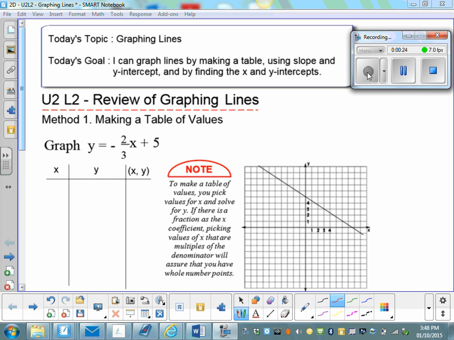So we'll start with this example, graph y equals negative 2/3 x plus 5. And there's a note here. To make a table of values, you pick values for x and solve for y. If there is a fraction as the x coefficient, picking values of x that are multiples of the denominator will assure that you have whole number points. So here we've got a fraction, negative 2/3, in front of the x. The denominator is 3. So for my x values, I'm going to choose multiples of 3.